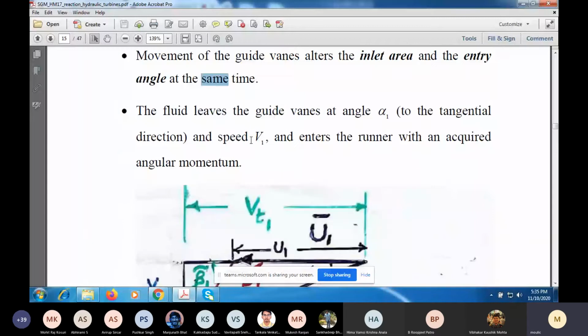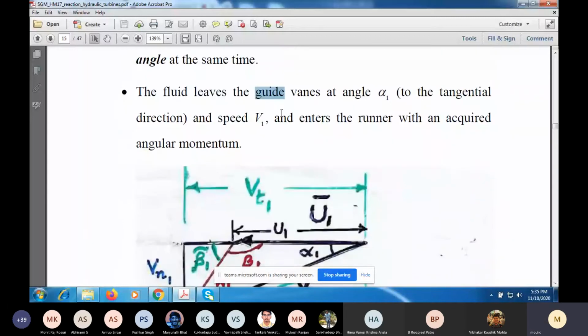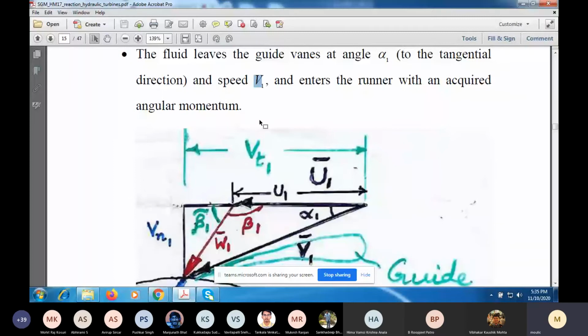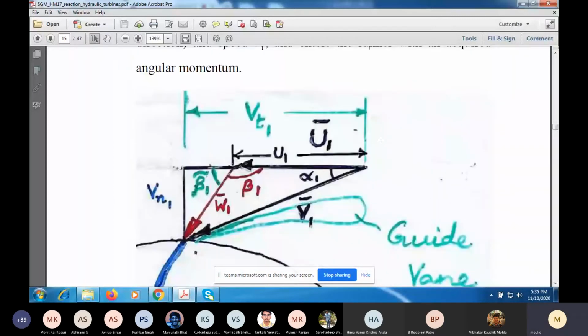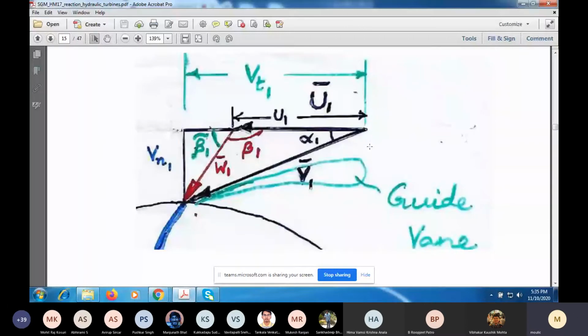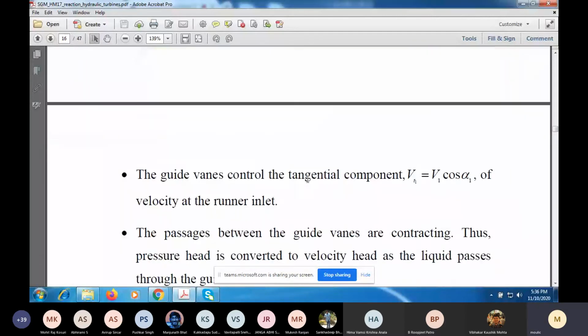The fluid that leaves the guide vane is at an angle alpha 1, and the speed will be V1. So it will enter the runner with an acquired tangential momentum because it has a tangential velocity component. Here I've shown a cut view of the previous diagram, just showing the angle. If you draw the tangent to the guide vanes at the impeller inlet, that is at r equal to r1, and look at its angle with the tangential direction, that means you look at the angle between the vector V1 and the vector U1. This is what you call the guide vane angle alpha 1, and the guide vane angle controls the tangential velocity component, which is V1 cos alpha 1.